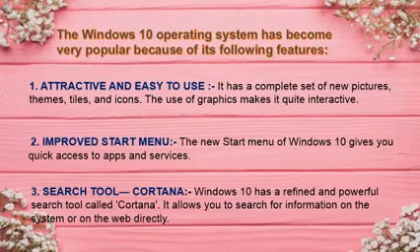Third one is search tool Cortana. The search tool of Windows 10 is called Cortana. It allows you to search for information on the system or on the web directly. It can also be used to play music, videos. You can also set alarms and reminders. You can also give voice commands.